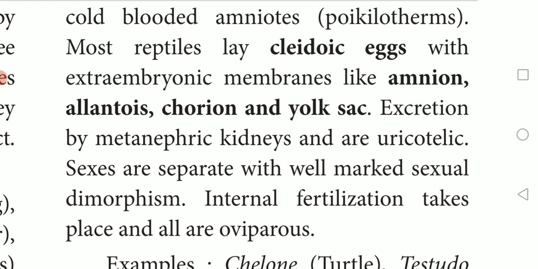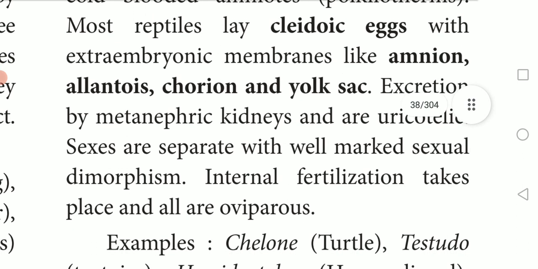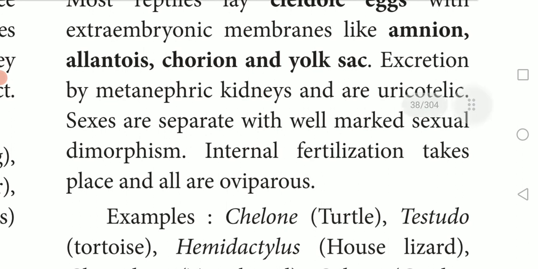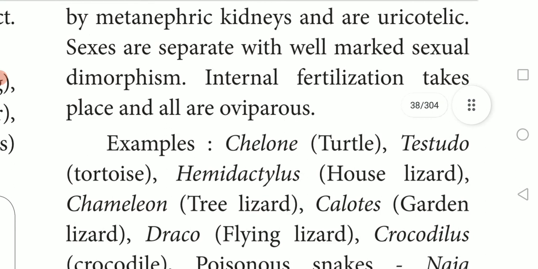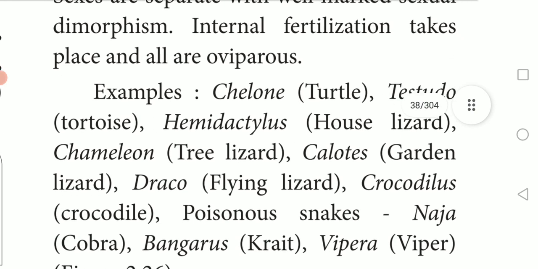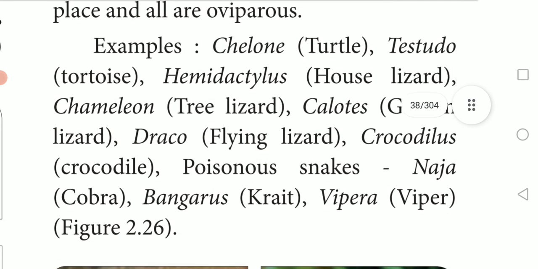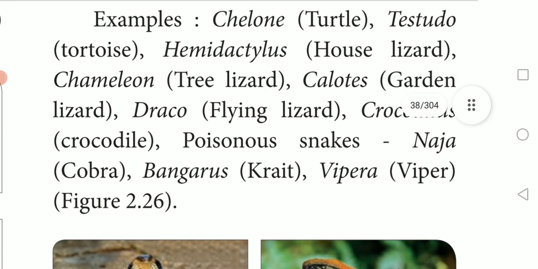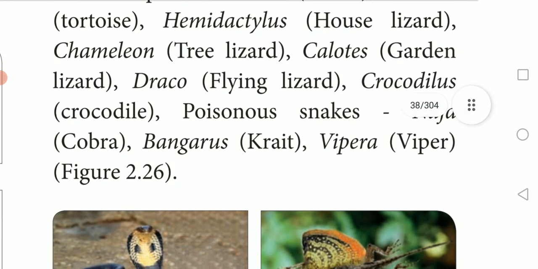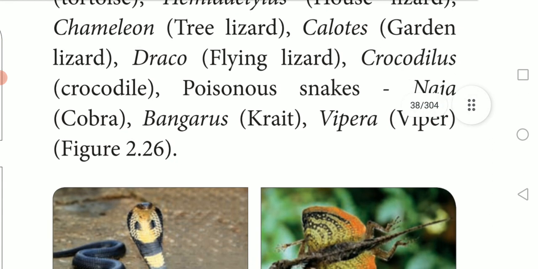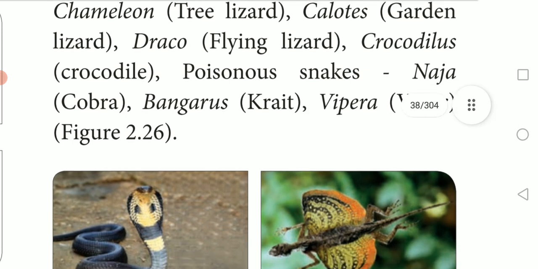Excretion is by metanephric kidneys, and they are uricotelic, where uric acid is stored as the excretory waste. Sexes are separate with well-marked sexual dimorphism. Internal fertilization takes place, and all are oviparous. They lay eggs and the young ones hatch out.